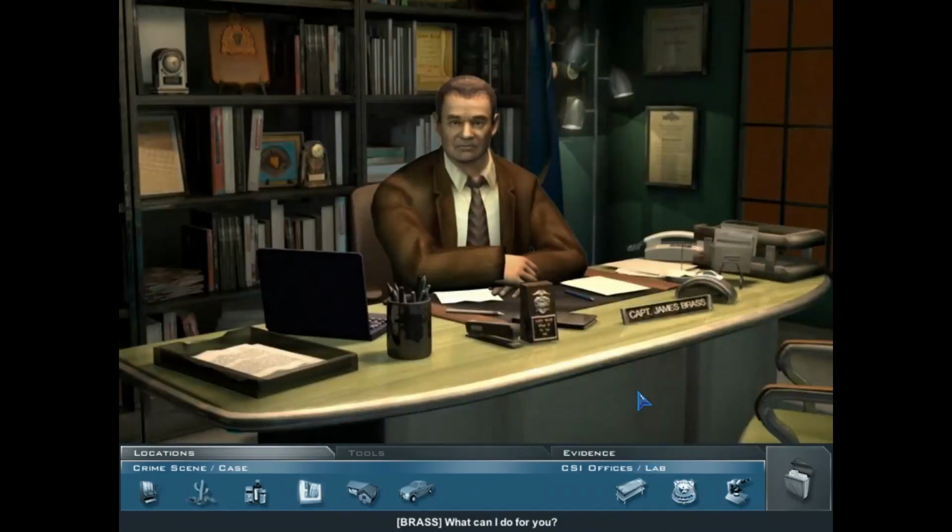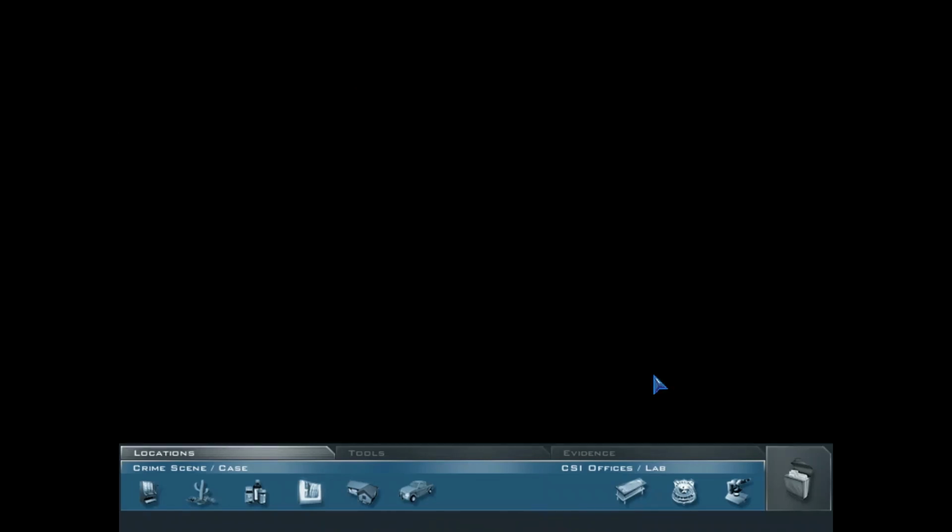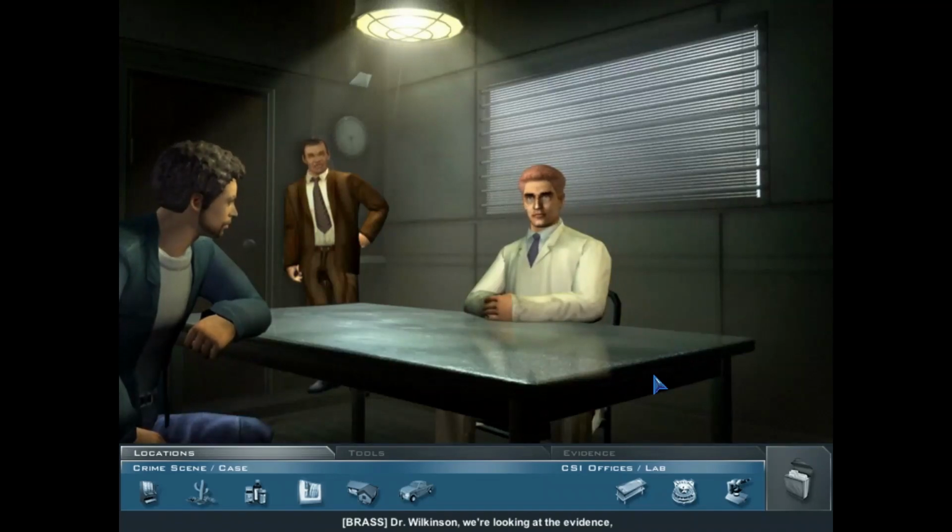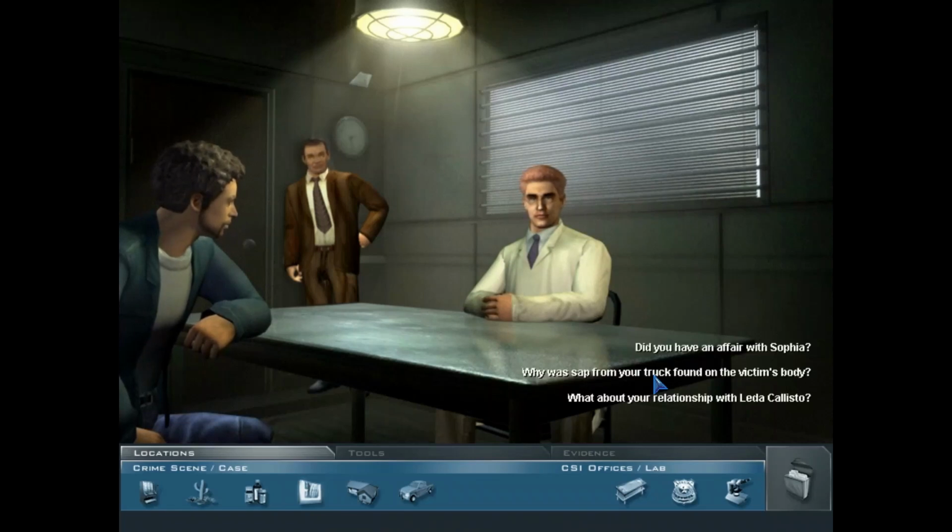What can I do for you? No problem. He was playing doctor with Sophia, and his truck was at the gardens. Let's do it. Dr. Wilkinson, we're looking at the evidence and seeing a big arrow pointing in your direction. Make it easier on everyone, and yourself included, and just level with us. What do you say, Doc?